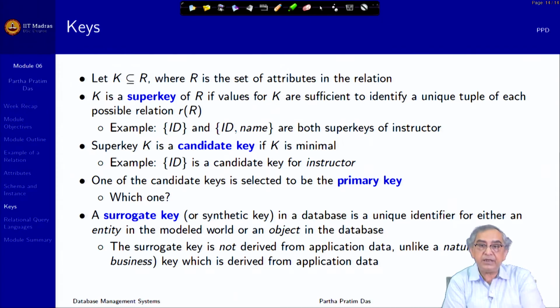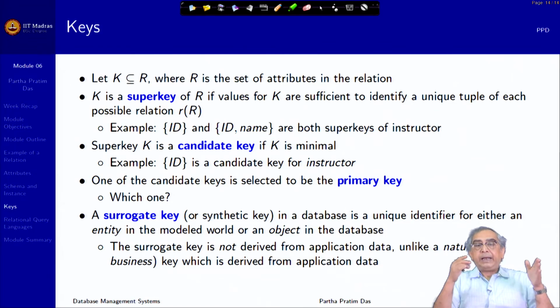So, let us assume that there is such a subset called K. K is a subset of R, the relational schema, which is the set of attributes in the relation. Now, we say K is a super key of R if the values of K are sufficient to identify a unique tuple in each possible relation. Given a schema, there can be potentially countably infinite relational instances. In each one of them, I am saying that if I know the value on K, I will be able to uniquely identify that record.